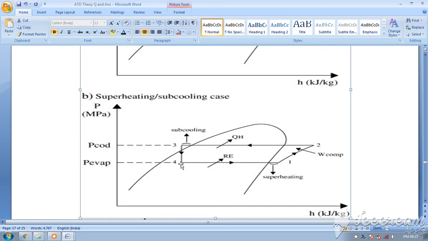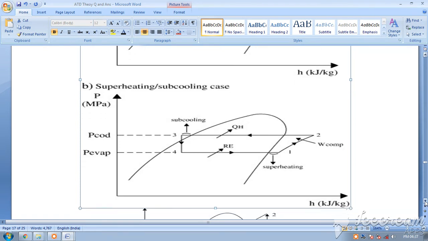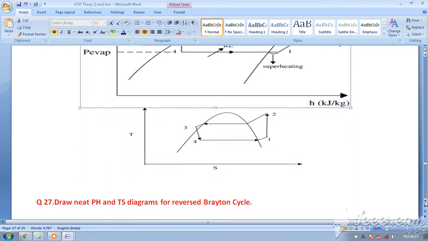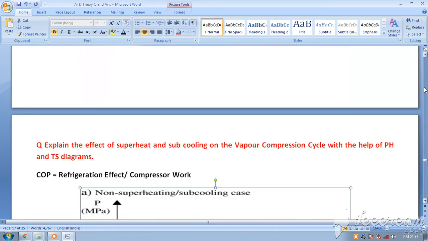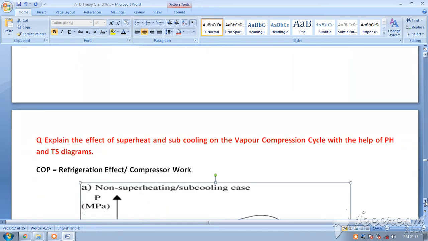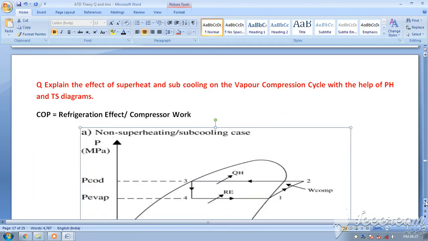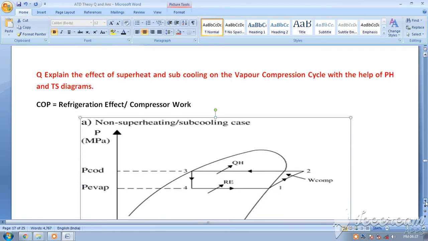Here we see in subcooling there is no increase in the compressor work. Though there is an increase in the refrigeration effect, there is absolutely no increase in the compression work. Hence, with subcooling the refrigeration effect increases, the compressor work does not, and automatically the COP of the subcooling system increases. So this is about the effect of superheating and subcooling on the vapor compression refrigeration cycle. Thank you.